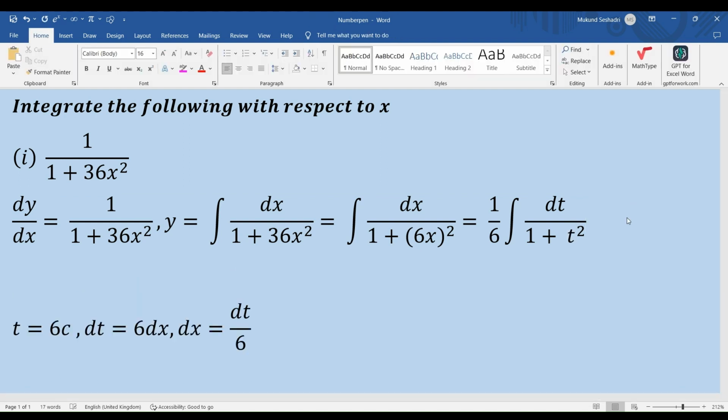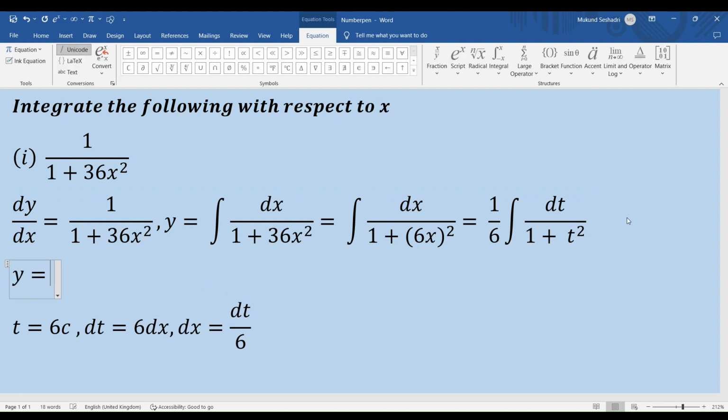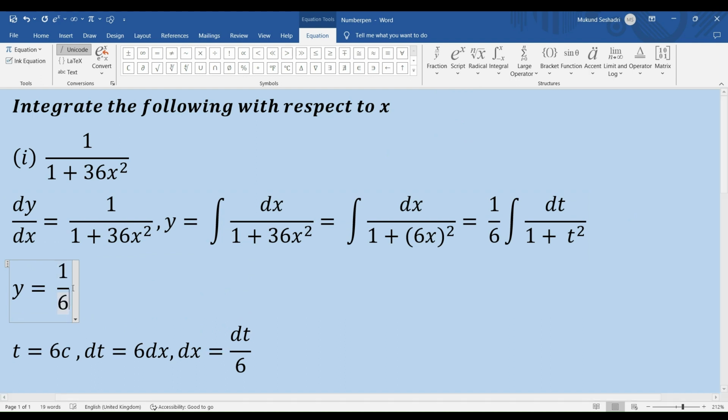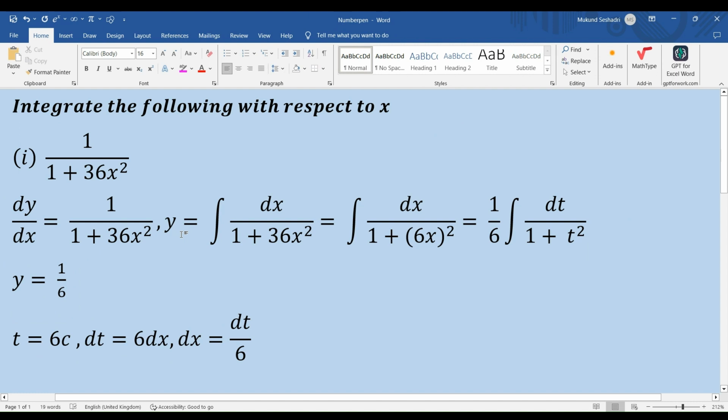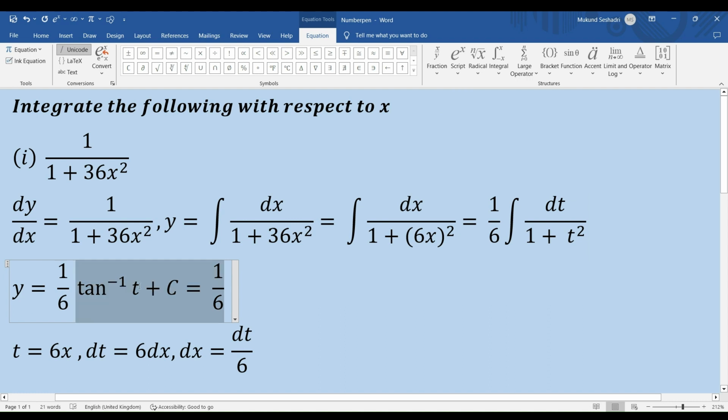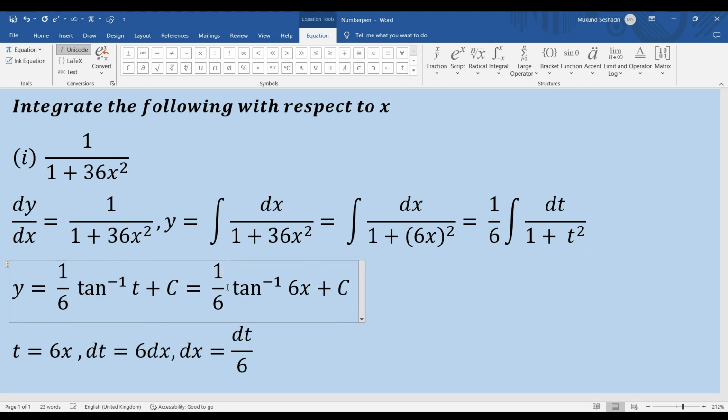I go to the next line. I write my final answer, but this will be in terms of t: 1 by 6 times tan inverse of t plus c, right? And I can write my t in terms of x, right? I'm sorry, I made a small error here. This was 6x. So when I write my final answer, I have 1 by 6 times tan inverse of 6x plus c, right? So there we are. Let me highlight my final answer in pink.